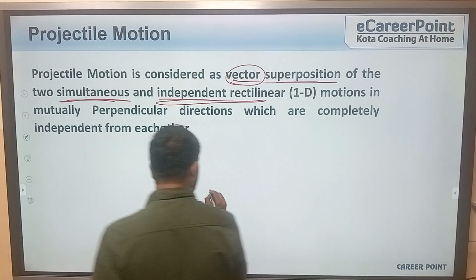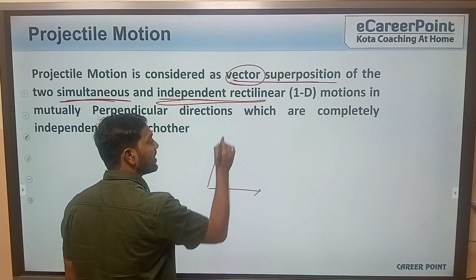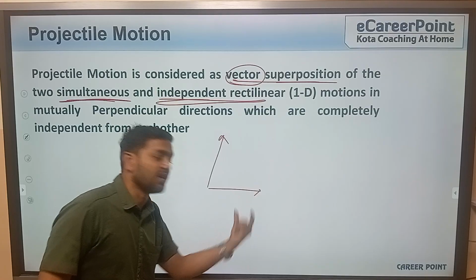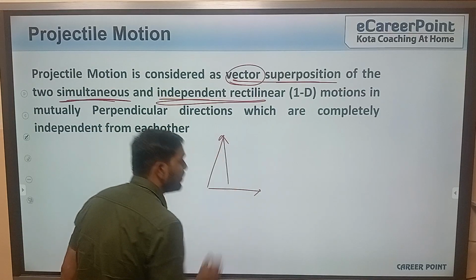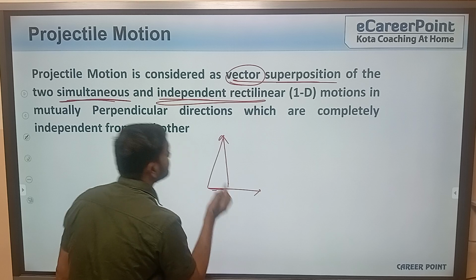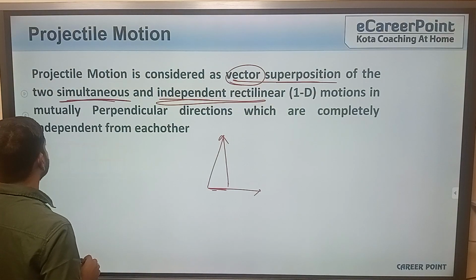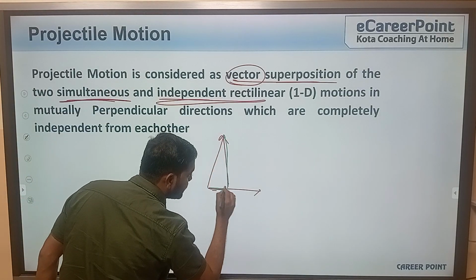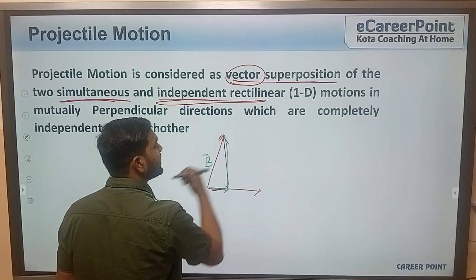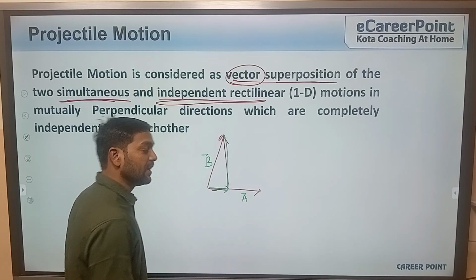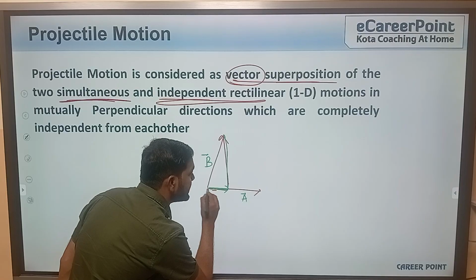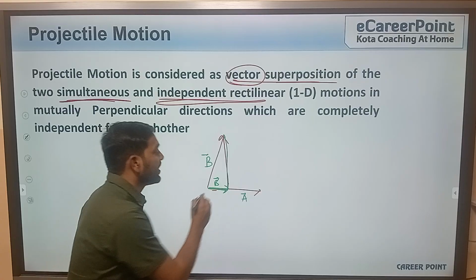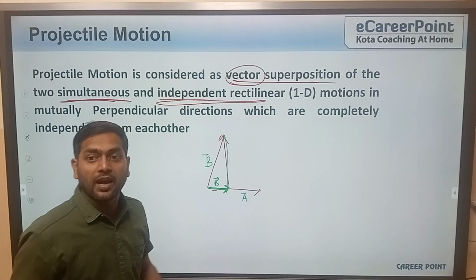That means here we have a vector and here we have another vector. This vector is superimposing on that vector, so how much will it be? Just take a different color. Let us name this vector B and this vector A. The B vector superimposed on A is this much, right? Like that.